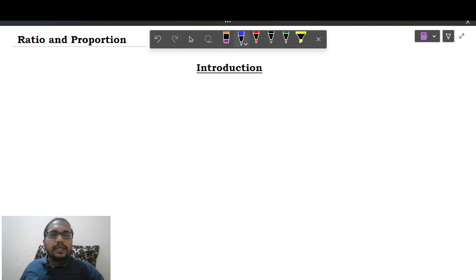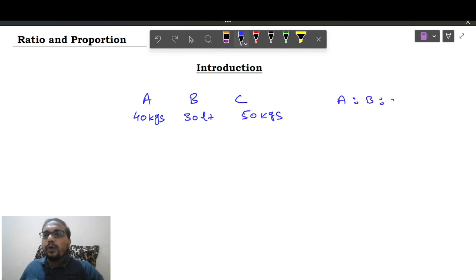Let's discuss what is the meaning of ratio. Ratio means comparison of two same type of quantities in the simplest form, either two quantities or two or more quantities. For example, A, B, C. A value is 40 kgs and B value is 30 liters. C value is 50 kgs. Can you compare the A, B, C ratio? Can you compare these three values and find out the ABC ratio? No, you can't find out.